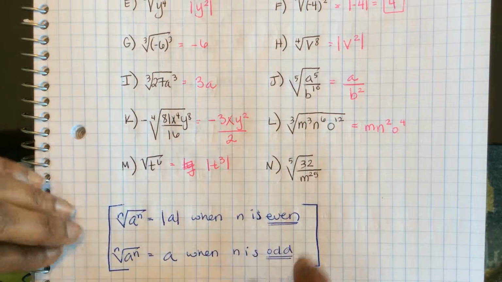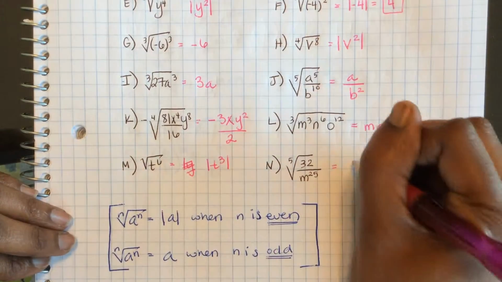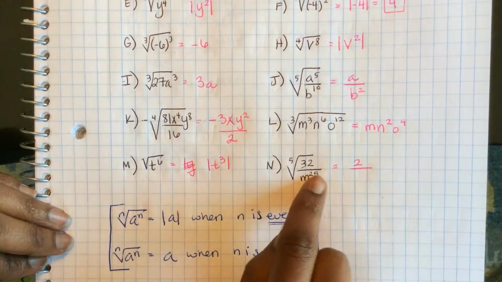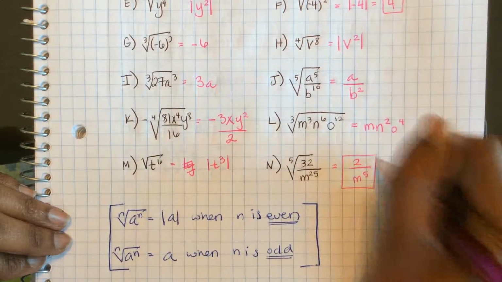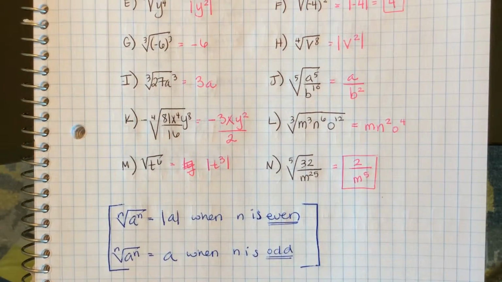And now here, the fifth root of 32 is 2, and the fifth root of m to the 25th is m to the 5th. So you see, simplifying roots, as long as you know these properties, pretty simple. We'll practice this 7.1 Miller tomorrow.